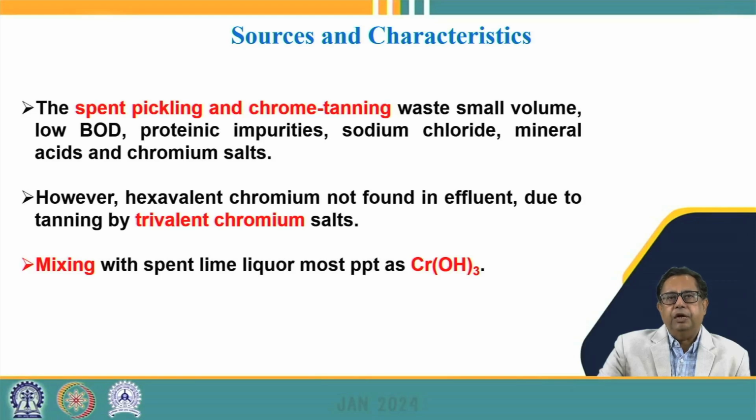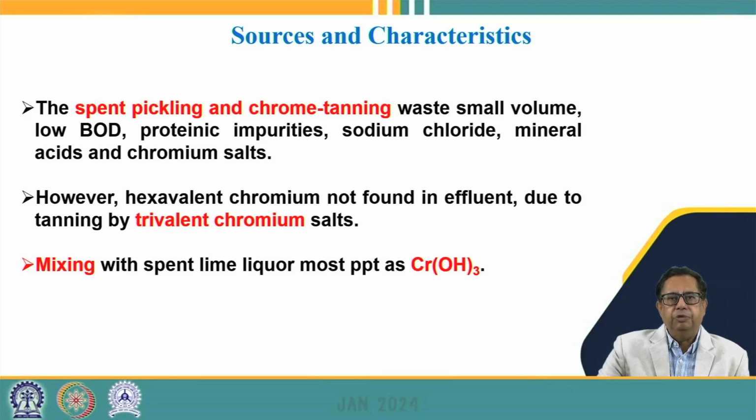If we talk of the spent pickling and chrome tanning waste, this wastewater may be small in volume, it may have low BOD, it may have proteinic impurities also, it may have sodium chloride because of salts which are used in the tanning process, and similarly it may contain mineral acids as well as the chromium salts. So the effluent of the spent pickling and chrome tanning may contain trivalent chromium salts because we use chromium salts for the tanning process. So these trivalent chromium salts may come into the wastewater.